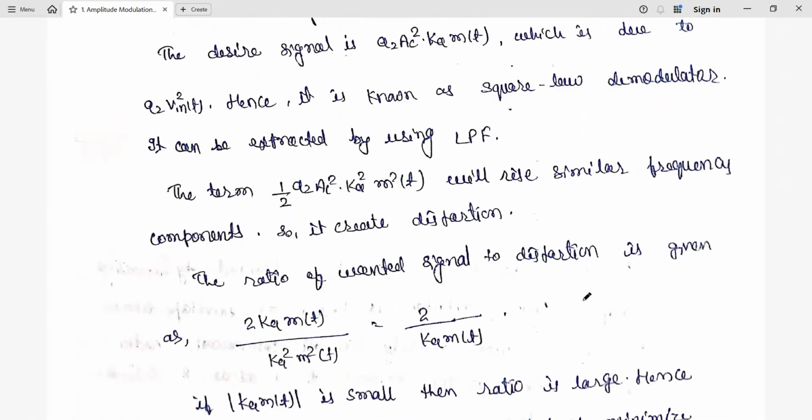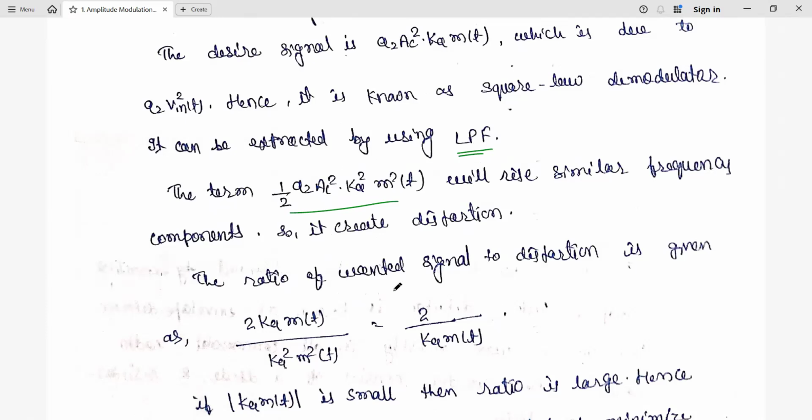So this is also called the square law demodulator. This signal is extracted here by using the low pass filter. And the higher order terms will create similar frequency components, so it is going to create distortion. So the higher order terms are ignored, and that's why we are using the low pass filter.